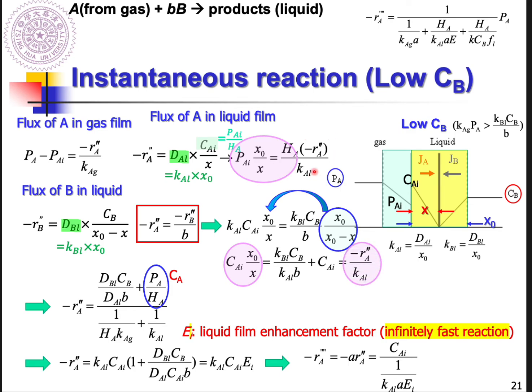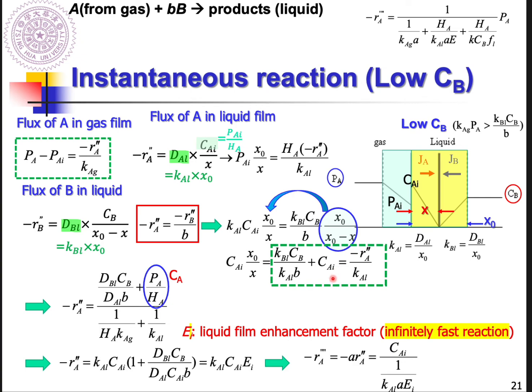So now we focus on this equation. We want to eliminate CAI, so what information we have is these results. We converted the partial pressure to a concentration expression, divided by HA. So you sum this equation up, then you can directly drop the CAI term, and after arrangement, you got this result.